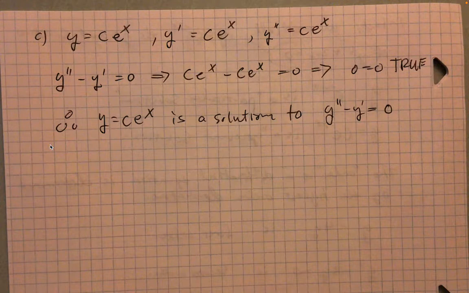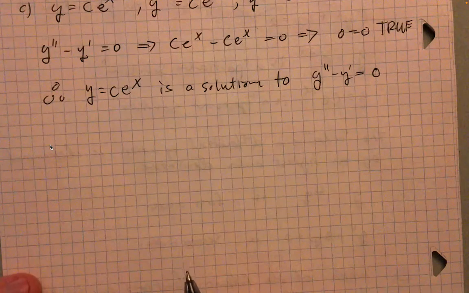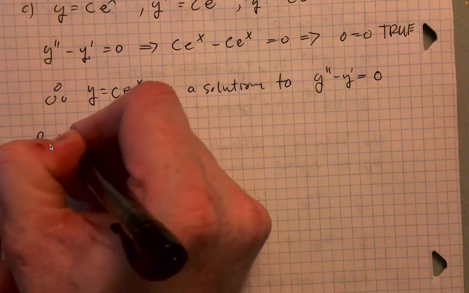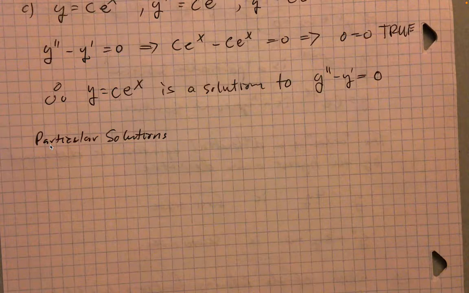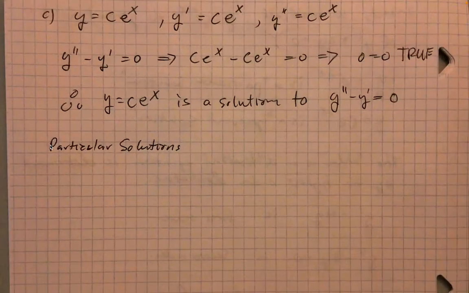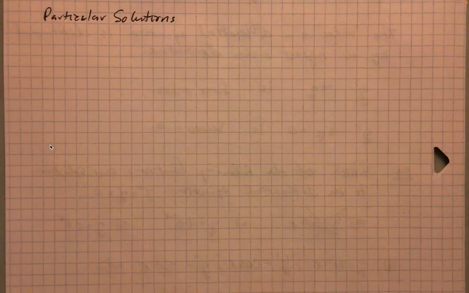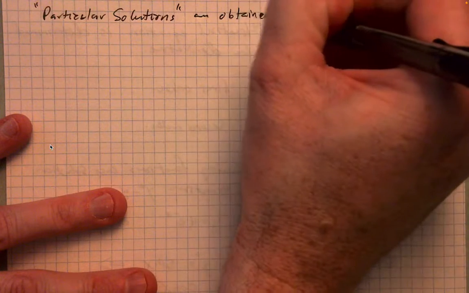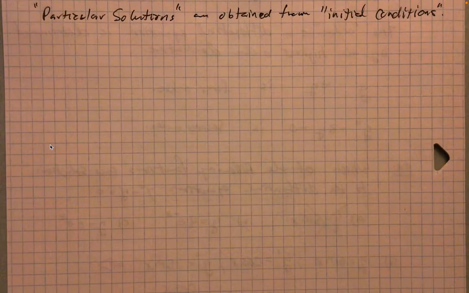Let's see. Next up, particular solutions. When you're solving differential equations, you start by identifying the general solution, and then once you've done that, you can use additional information to identify particular solutions. So particular solutions are obtained typically from what are called initial conditions. We saw this a bit in the previous lecture when we talked through growth and decay models.